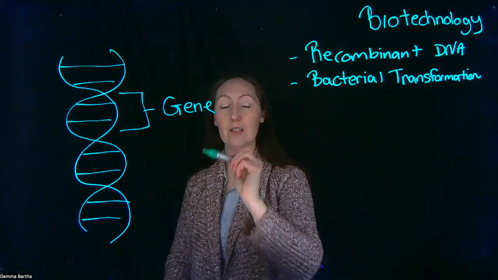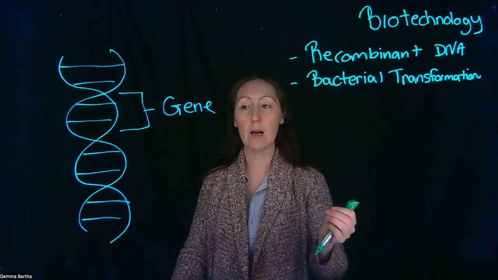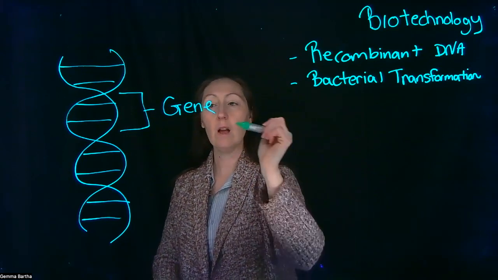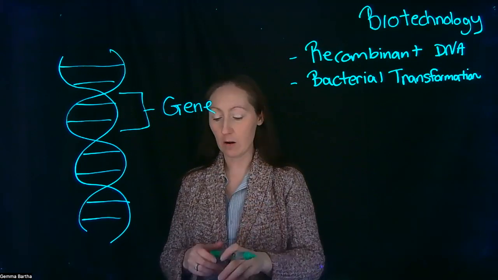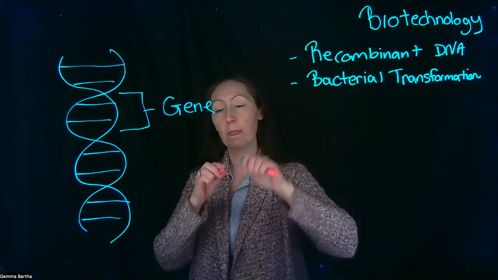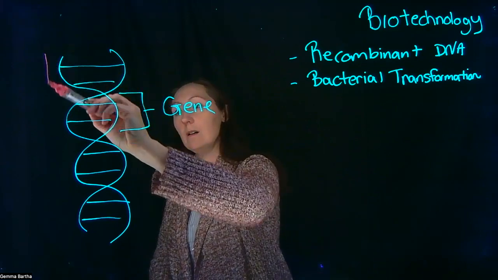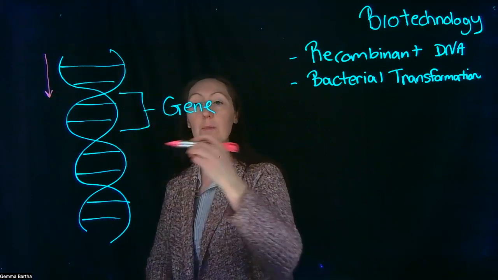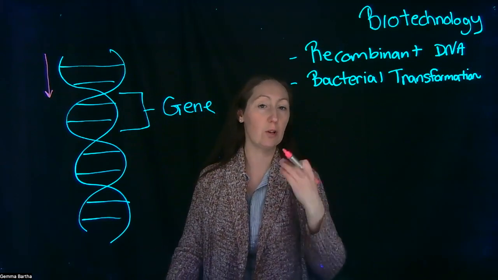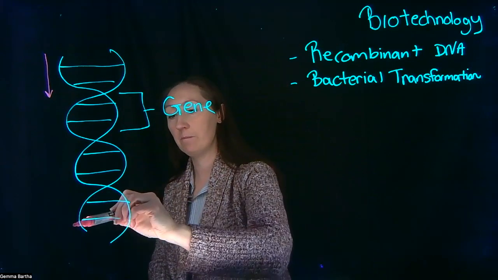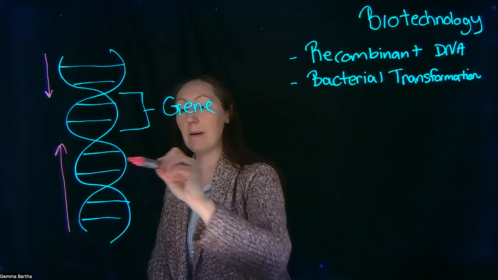So they want to cut this gene out. How would they do that? In a previous video, we talked about something called restriction enzymes. Now, restriction enzymes go along the DNA and they look for particular patterns of those nitrogenous base pairs. They're going to look for a pattern.